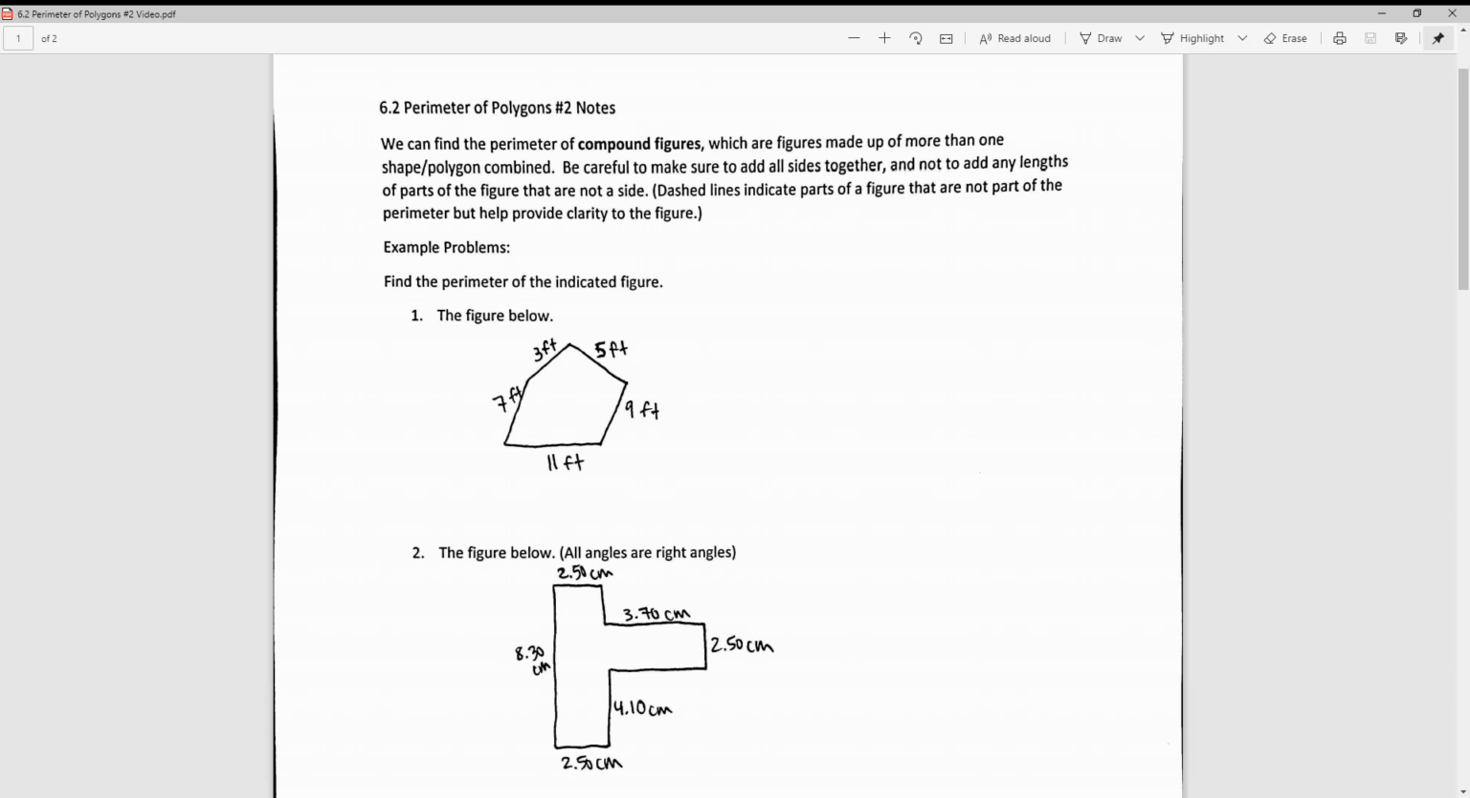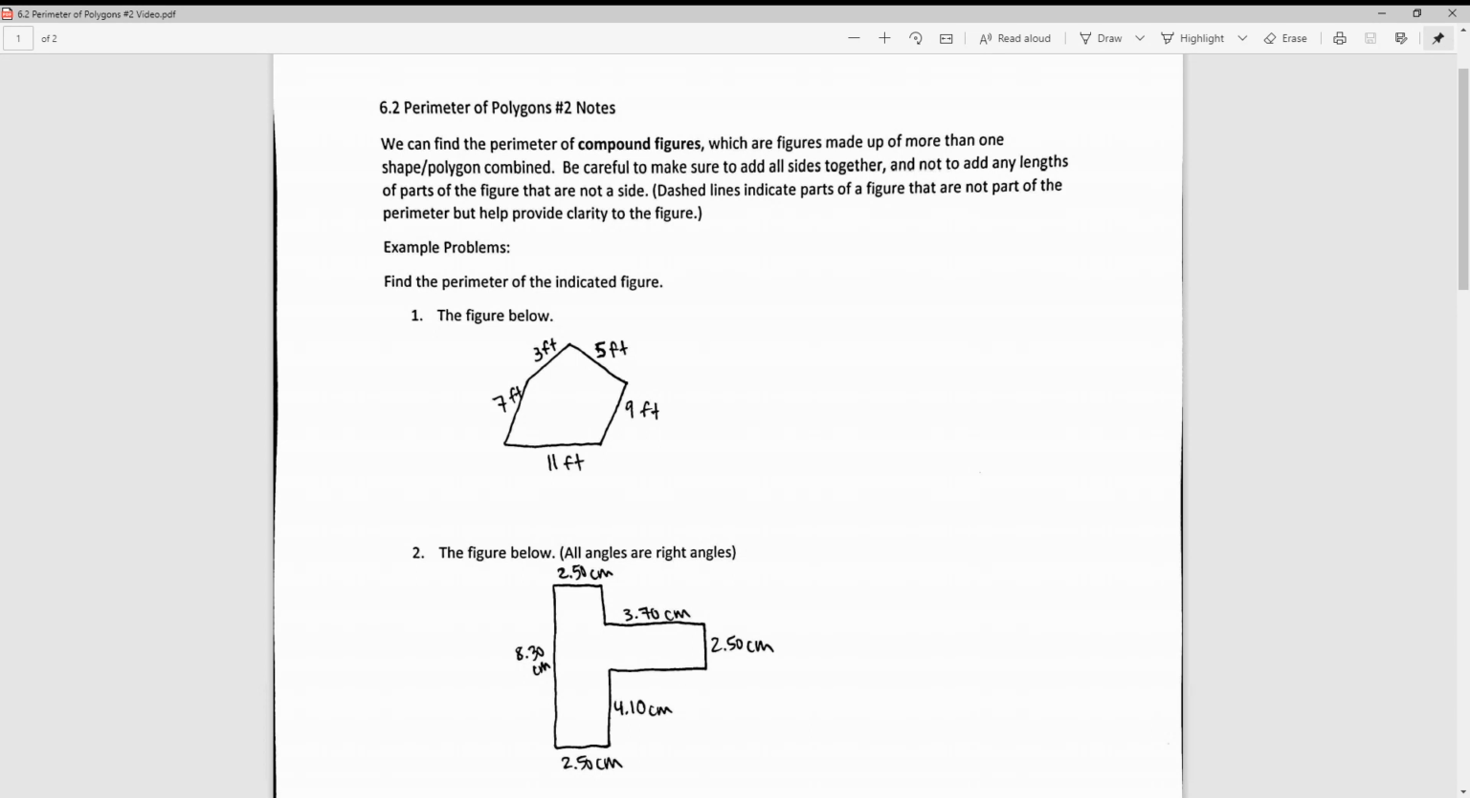Hello, today we're going to continue talking about finding the perimeter of polygons, but as you can see already in some of these pictures, it's going to be a little more complicated than just your basic polygon shapes and circles. Many of the figures we'll be looking at today are called compound figures, which are made up of more than one polygon. So for instance, a combination of a square and a parallelogram or something like that.